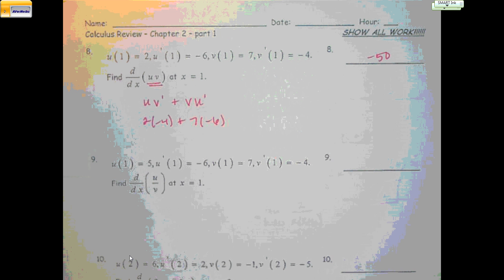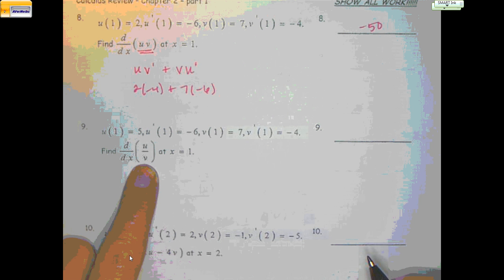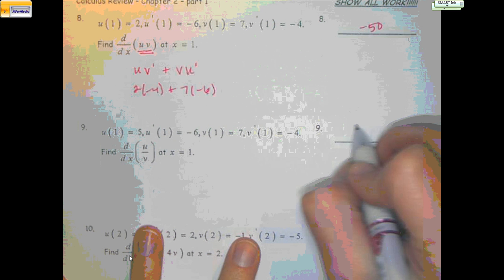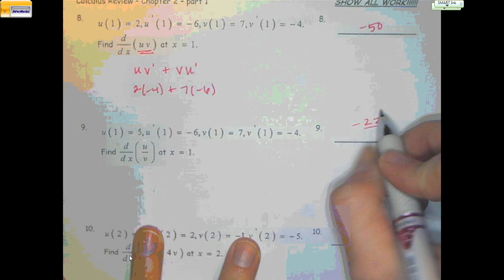Questions on that one? Okay, going down. Same thing, but we've got the quotient rule. So you're going to do that one the same way, and you get negative 22 over 49.